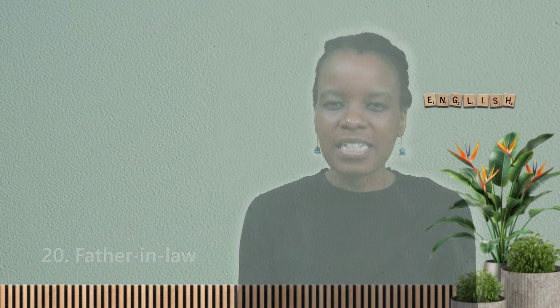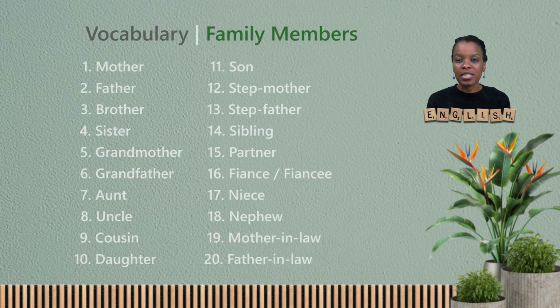Let's have a look at some of these definitions just in case you are not familiar with some of them. And also, do let me know which ones you were not familiar with. A stepmother is your father's wife but is not your biological mother. A sibling is a sister or a brother. And a partner is the person you are in a romantic relationship with.